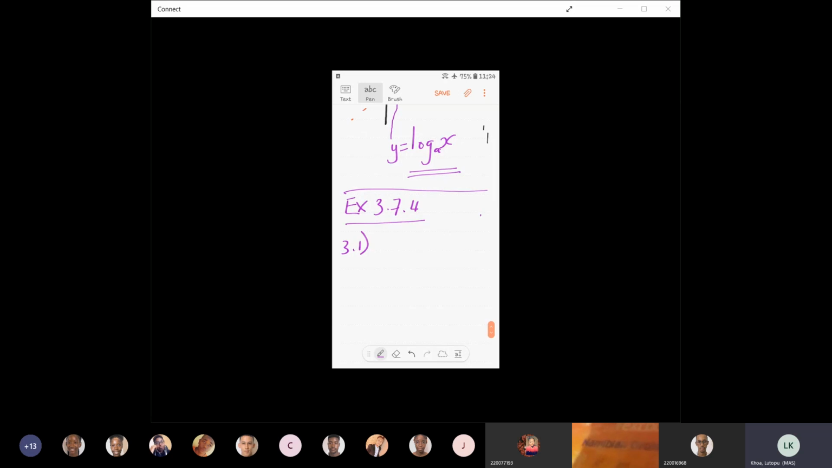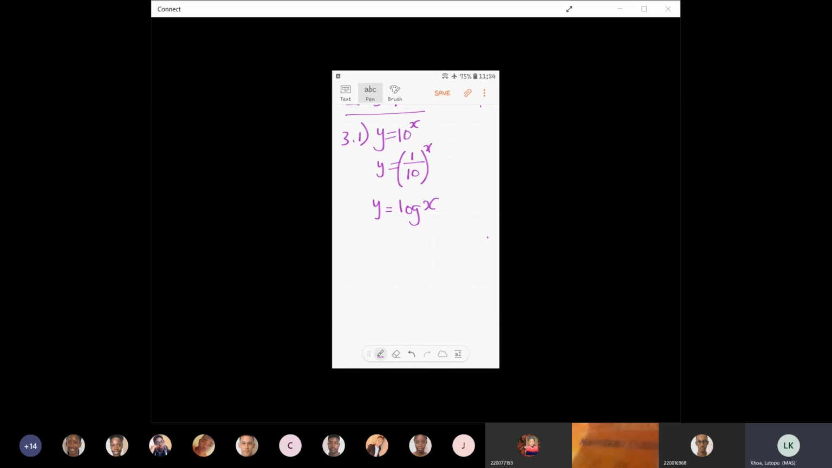Y is equal to 10 to the power of x. Y is equal to 1 over 10 to the power of x. And also y is equal to log of x. We need to sketch all 3 of these on the same graph. Okay, so to do that, you just need to remember what we said about exponential graphs. First, you must decide which one it is.